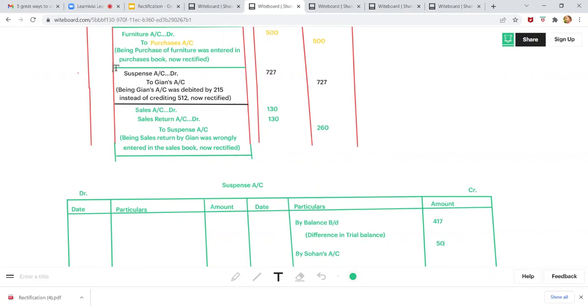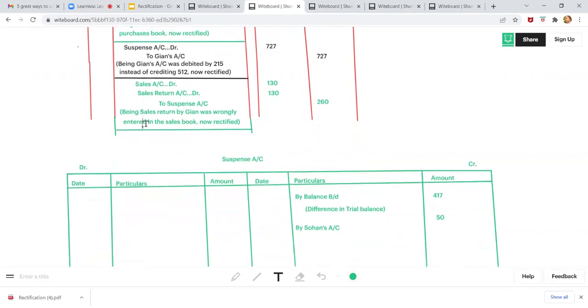Now let's come to the next part, that is suspense account debit to Gian's account credit. Here the suspense account was created due to Gian's account, because there was some mistake in Gian's account. So this is the debit side of the suspense account. Here we will write "To Gian's account," amount is 727.